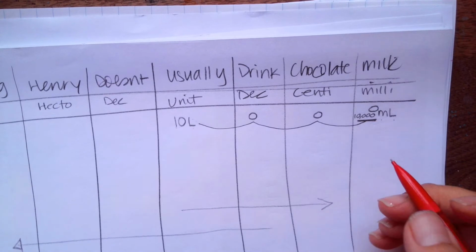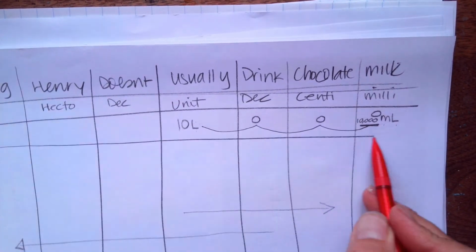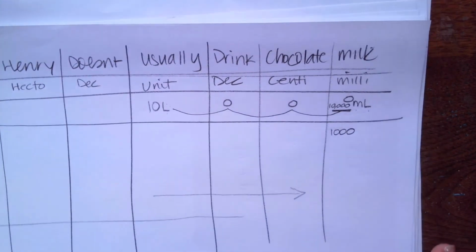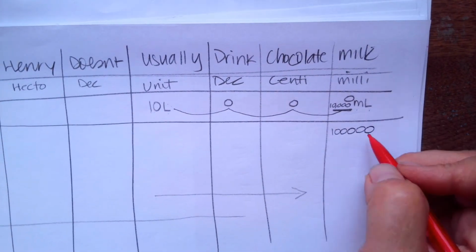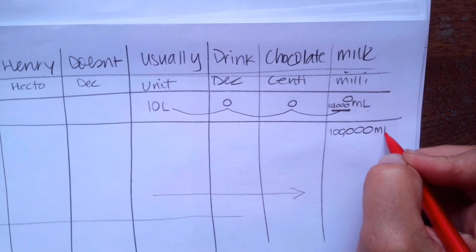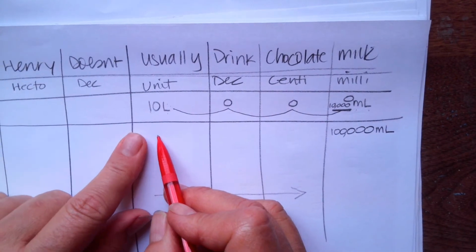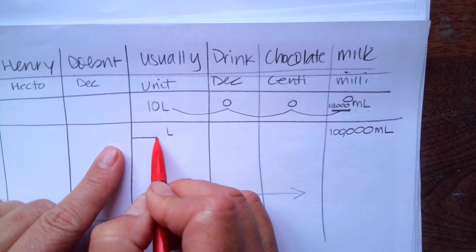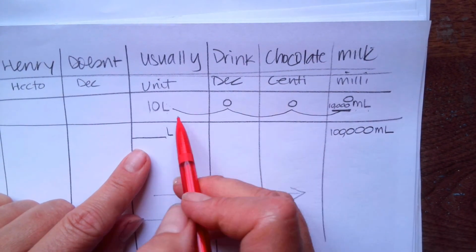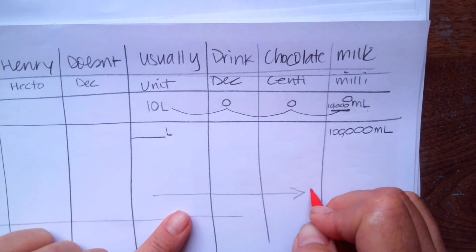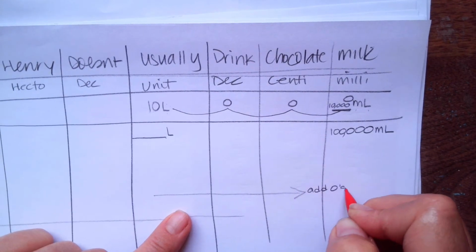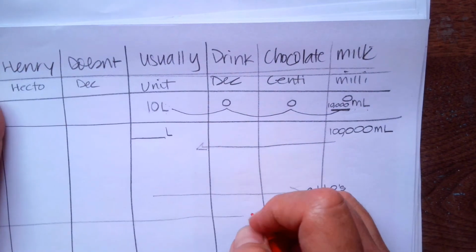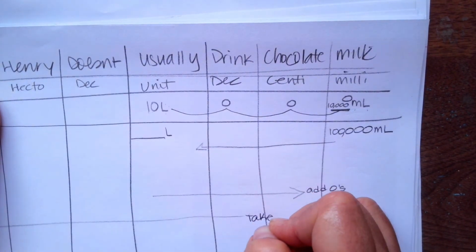Okay. Suppose we were doing the opposite. Suppose I had a measurement like 100,000 milliliters, and I want to find out how many liters. So I'm going to write an L, and then I'm going to make a blank line. And when we're going this way, we add zeros to our number. But when we're going this way, we take them off. So we take zeros off.